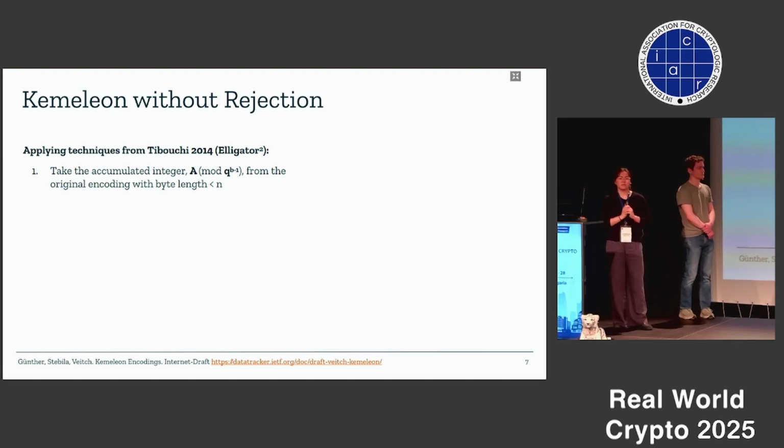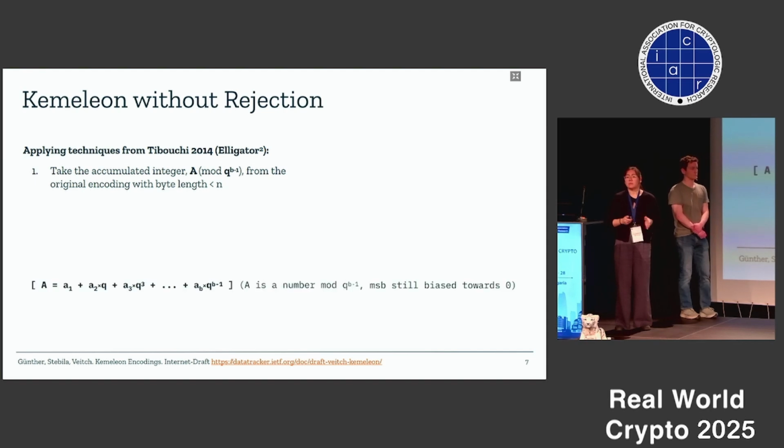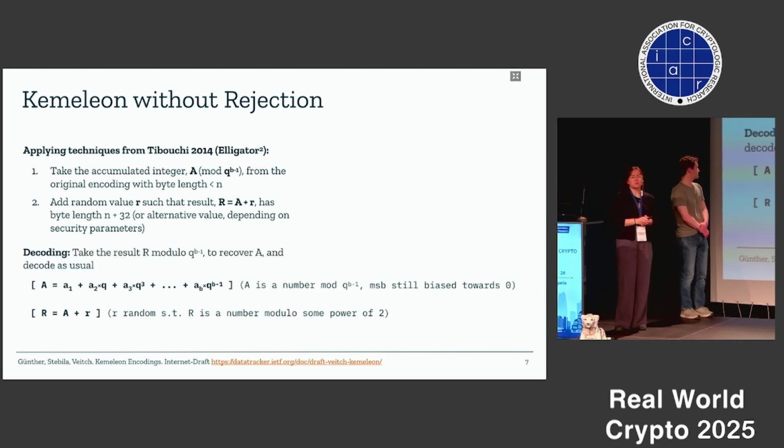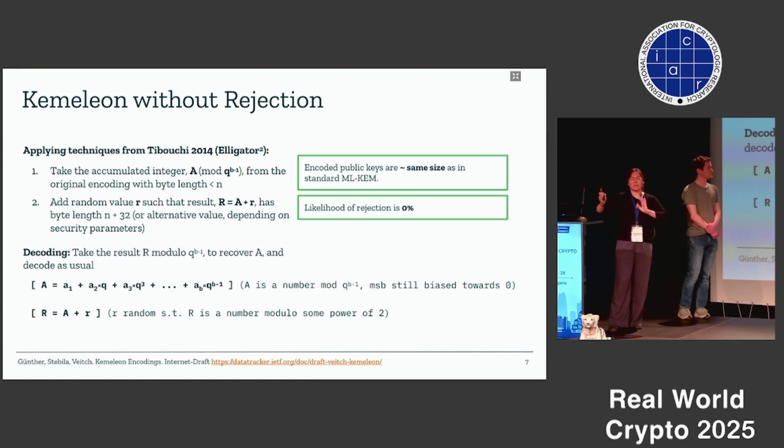by borrowing a technique from the Elligator Squared algorithm. Here we take our accumulated large integer from before, and we pad this by adding a random value so that the output space is some power of 2. Decoding is pretty simple. We just take the resulting value modulo the size of the original accumulated integer, and then we decode as usual. Because we add a little bit of extra padding here, we end up with public keys that are about the same size as standard ML-KEM public keys. But now we no longer have this rejection rate.